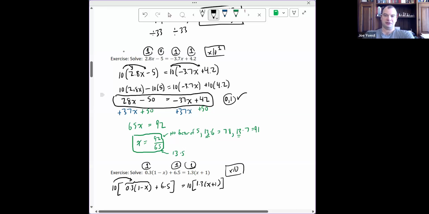I end up with 28x minus 50 equals negative 37x plus 42. I'll choose to add 37x to both sides, because it keeps my coefficient of x positive. One of the questions in the chat was, what if I wanted to move the 28x to the other side? That's perfectly valid. You're going to get an equation that's still correct, but you'll get negative 37x minus 28x, so you'll have a negative coefficient on the right-hand side. You'll have negative 65x, and then when you move the 42, you'll have equals negative 92.